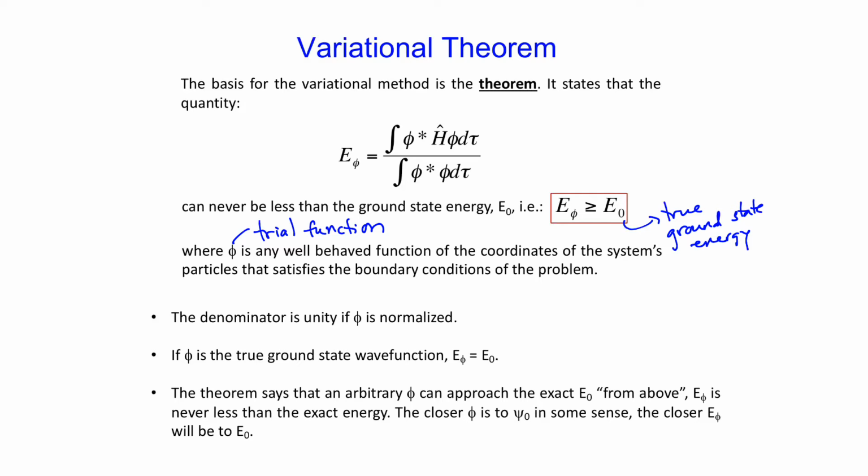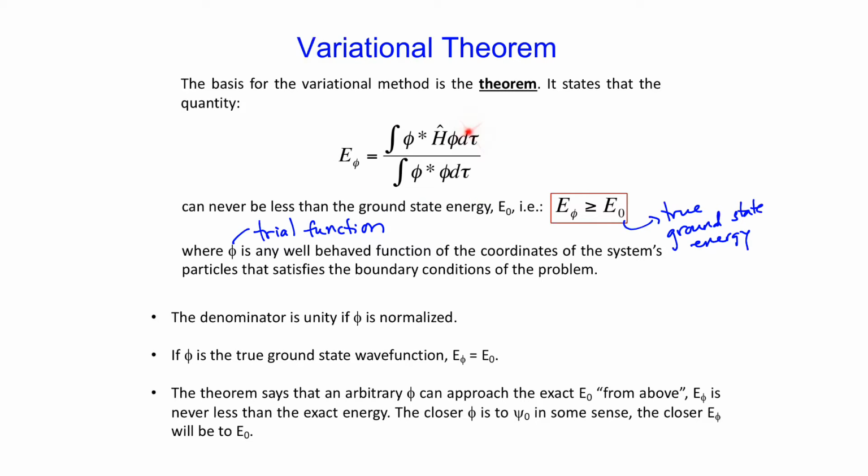Now it could be equal to the ground state energy, right? So if E phi turns out to actually be equal to your exact ground state energy, then your trial function phi is actually the true ground state wave function. But unless that's the case, you will only ever approach your exact ground state energy from above. So we always say we're approaching our ground state energy from above whenever we do a variational calculation.